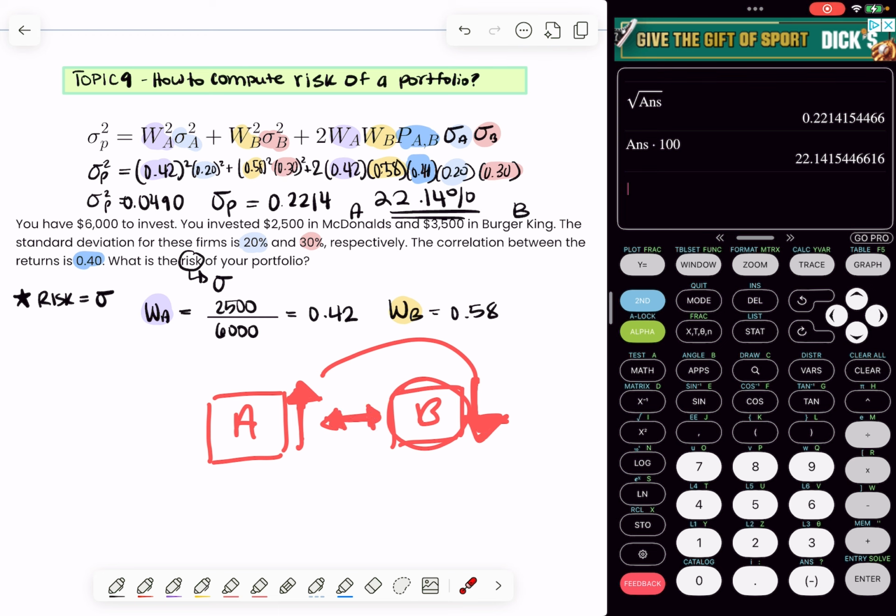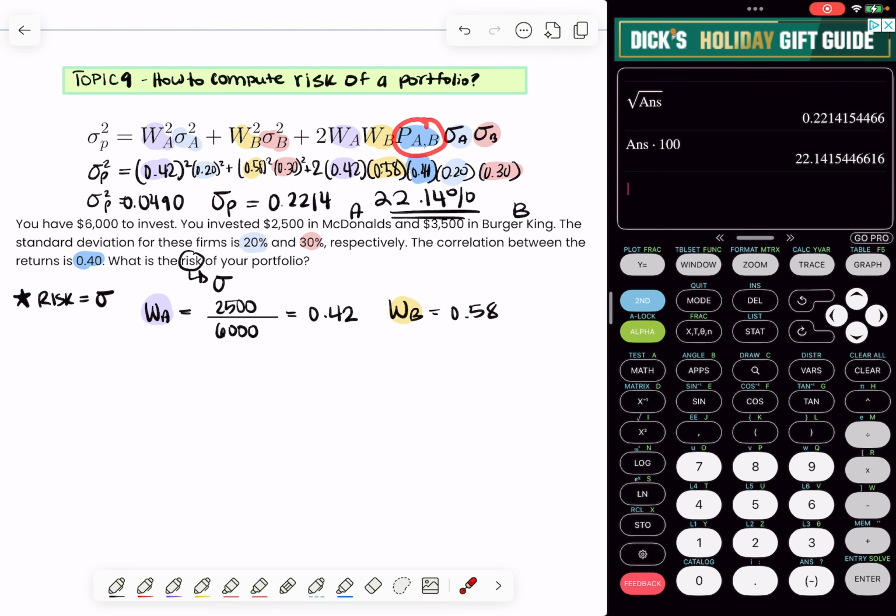They influence each other. And so we have to adjust for that influence with this. And it's really based off this little part, which is the correlation between the two stocks. So back to McDonald's and Burger King. If the correlation is greater than 1, that means that the two stocks are positively correlated. Or in other words, think of them as positively related. So if one does something, the other one will do it.